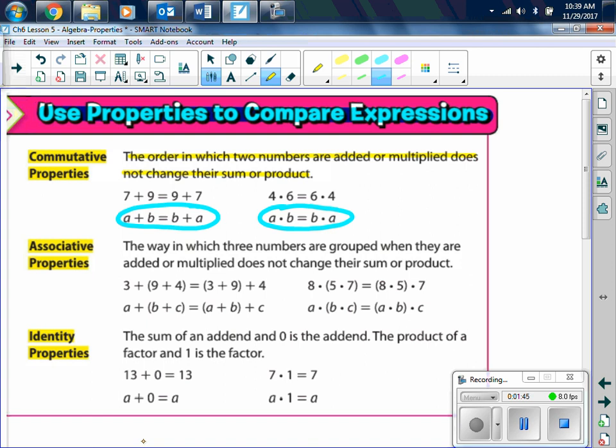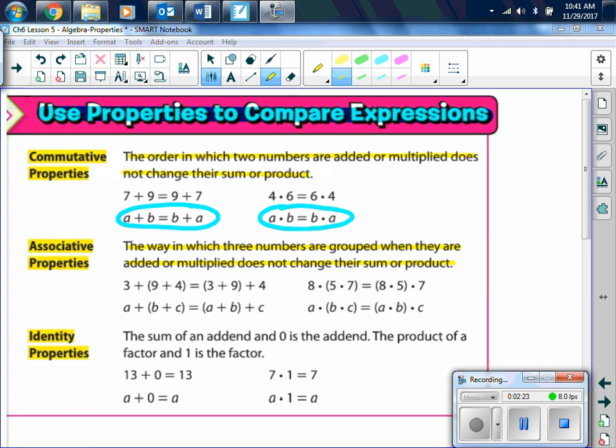So, this says that the order in which you add or multiply doesn't matter. So 2 plus 3 is the same thing as 3 plus 2. Or 5 times 8 is the same thing as 8 times 5. You will get the same answer. The associative property says the way in which three numbers are grouped when they are added or multiplied does not change their sum or product.